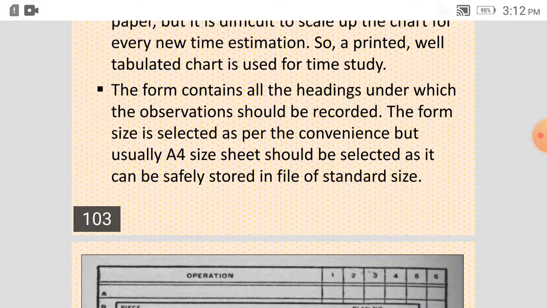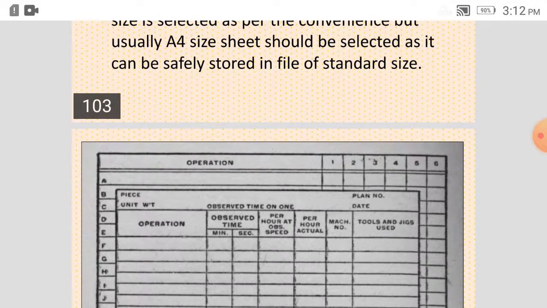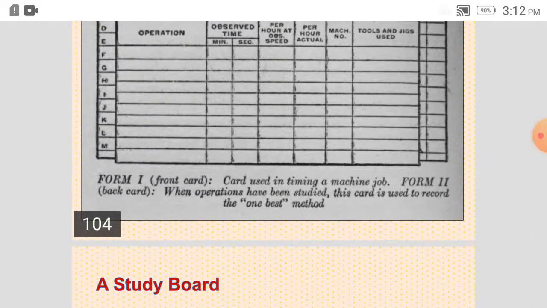The form size is selected as per convenience, but usually A4 size is the standard size, as we can store it very easily and safely. So this is the study chart print with the help of which we record the operation, then the observed time, then per hour at speed, per hour actual, then machine number, tools and other things. So for the observation purpose, we have this table.